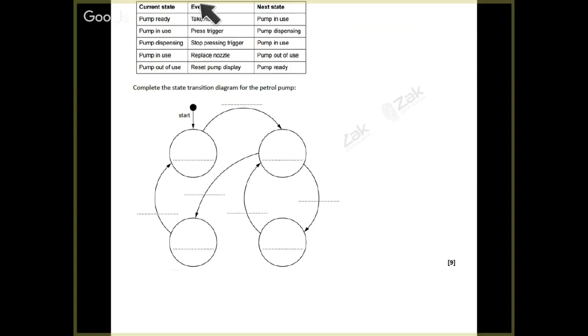Now this one, there are four states now: pump ready, pump in use, pump dispensing, and pump out of use. So ready, in use, dispensing, and out of use.